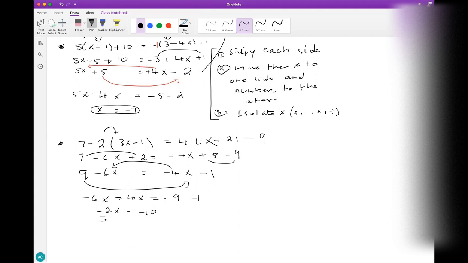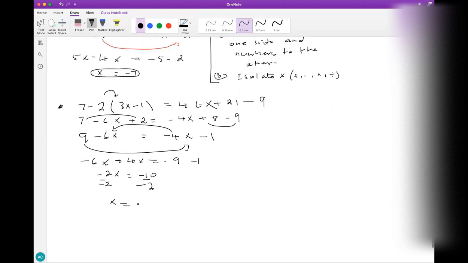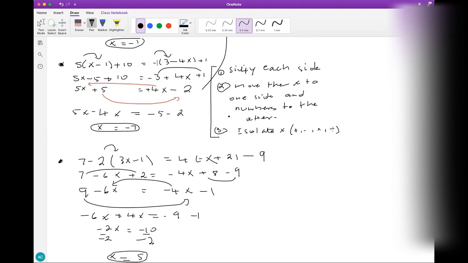Finally, divide by negative 2. Divide by negative 2. So x is? Positive 5, exactly. And the problem is solved. Okay, again, we did all these steps.